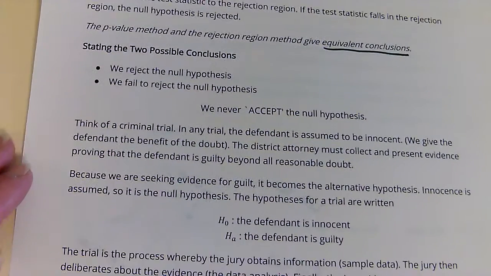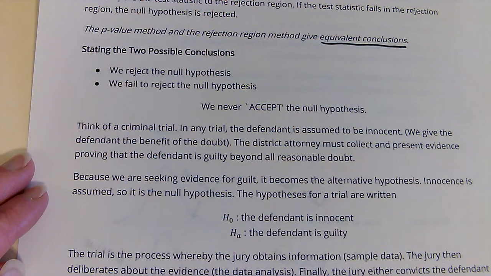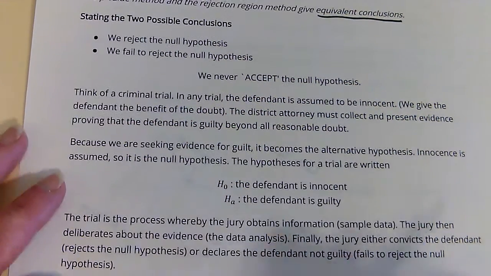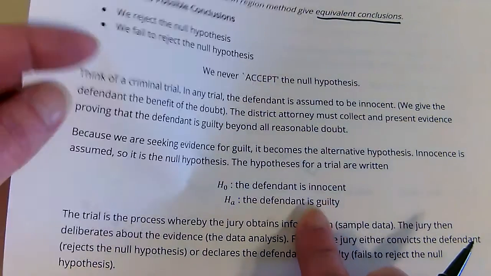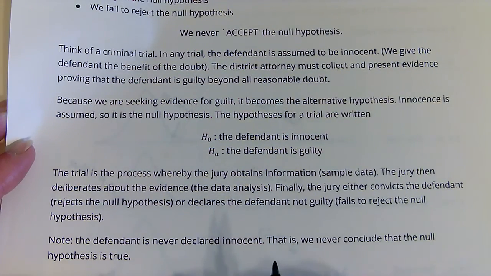Remember, think of a criminal trial. In any trial, the defendant is assumed to be innocent. We give the defendant the benefit of the doubt. The district attorney must collect and present evidence and prove the defendant is guilty beyond a reasonable doubt. Because we are seeking evidence for guilt, it becomes the alternative hypothesis. Innocence is assumed. That's the null hypothesis. So the null is that the defendant is innocent. The alternative is that they're guilty.